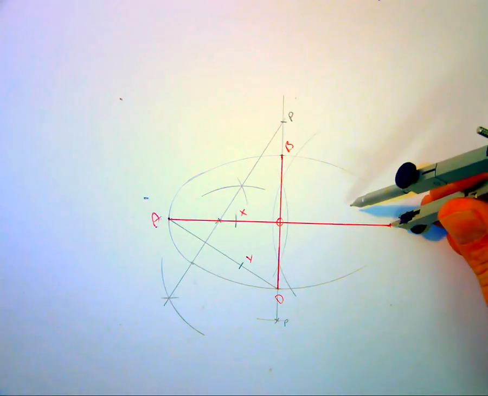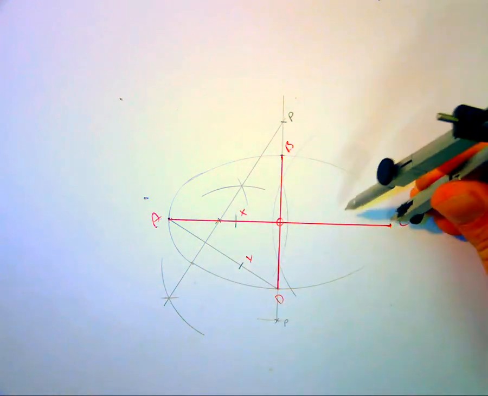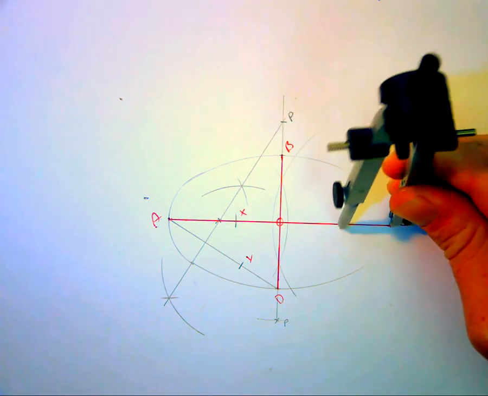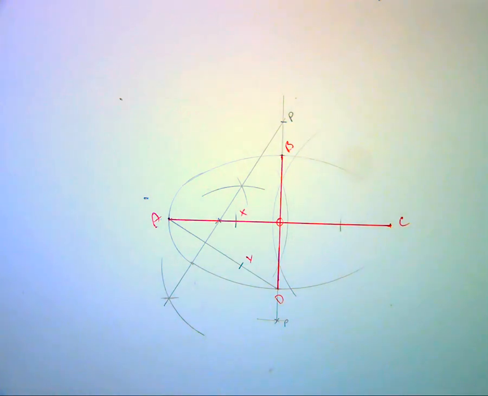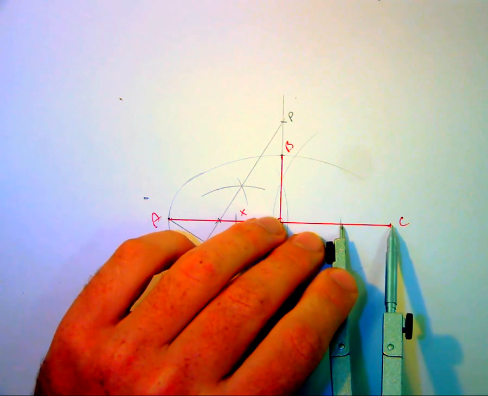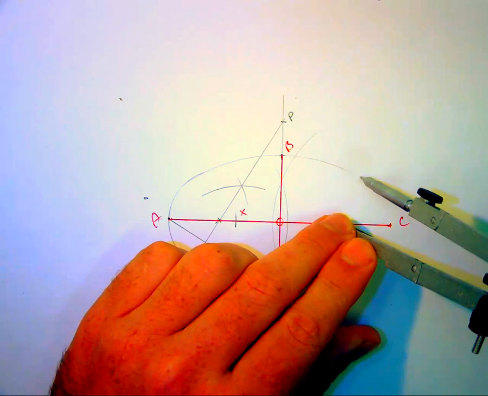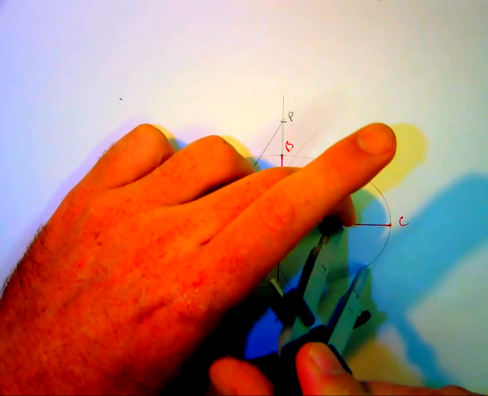Place your compass on C keeping that same radius. Mark it off on C to 0. And now you can complete your ellipse.